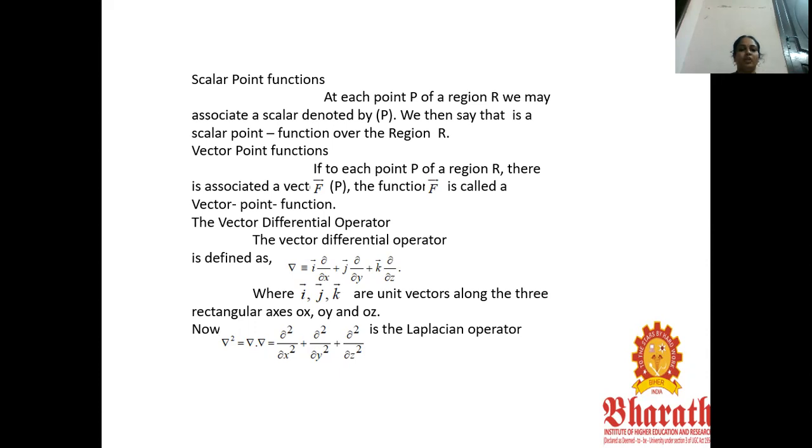Then the differential operator. Del is a differential operator. It is denoted by i vector ∂/∂x plus j vector ∂/∂y plus k vector ∂/∂z. Here i vector, j vector, k vector are the unit vectors along the x axis, y axis, z axis. Del square, the square of del, that is del dot del, equals ∂²/∂x² plus ∂²/∂y² plus ∂²/∂z², is the Laplacian operator.